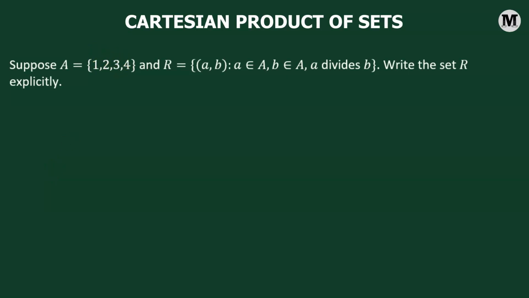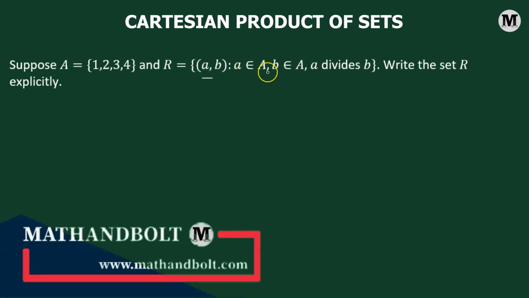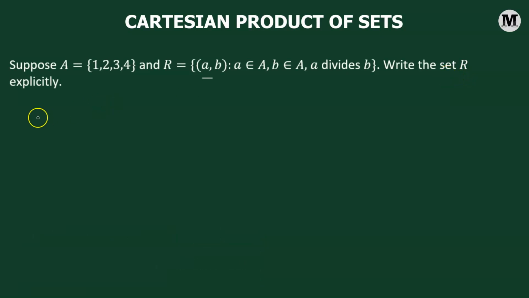Suppose we have a set A containing the elements 1, 2, 3 and 4. We have another set R. This set R is a set of the ordered pairs (a, b), where a and b belong to the set A, with the condition that a divides b. Now, our goal will be to write down the set R explicitly.